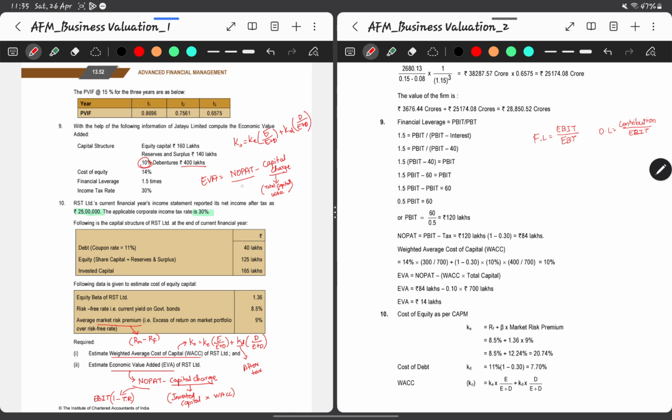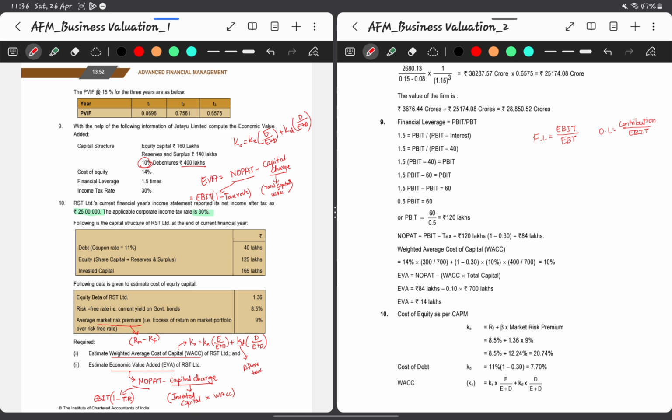Then other than that, for NOPAT we need EBIT, and EBIT we have to adjust with the tax. So NOPAT will be equal to EBIT multiplied by 1 minus tax rate, and non-cash adjustment should be done in this NOPAT. Here there is no information of any depreciation or anything, so we'll leave it as it is.